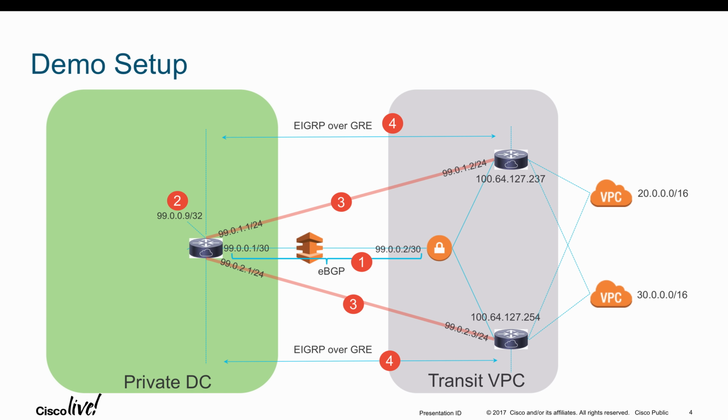As you can see, I'm using EIGRP in this case, and in previous slides I talked about BGP, so it's all up to you whether you use EIGRP or BGP as the LAN side routing protocol. In this case, I'm just using EIGRP. So that's a very easy setup. So let's go to the demo.